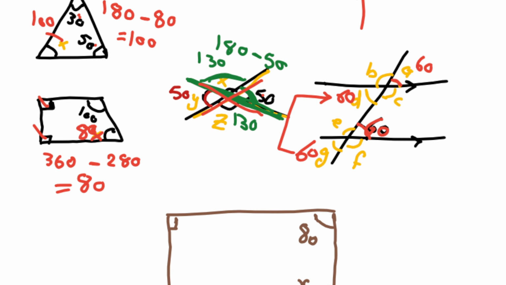Now to find B, C, E, F, they are all the same value. How do we find it? Let's just look at this line here. If this part is 60, what's this part? This part is just 180 minus 60 because it's a line. So it's 180 minus 60, which is 120. Now if this is 120, C is 120. And if C is 120, E is 120. And F is 120. Finished.